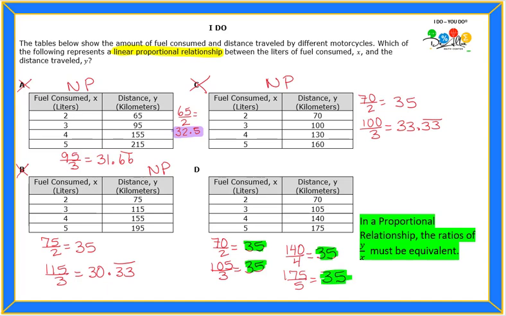So, can you tell me what the answer is then? Yes, our answer has to be letter D, because that's the only table whose ratios are equivalent. Therefore, it is a proportional relationship. Very good. That's the answer, guys.